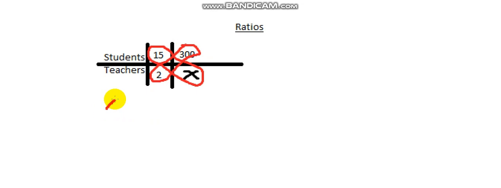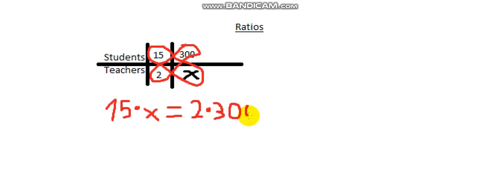Okay, let's take that into an equation. 15 times x needs to be equal to 2 times 300. I know that 2 times 300 is 600. And this, the 15 times x, is going to stay the same. So I'm going to have that 15 times x is equal to 600.